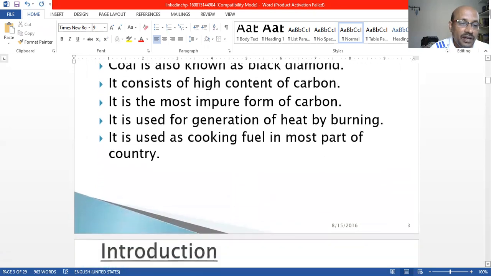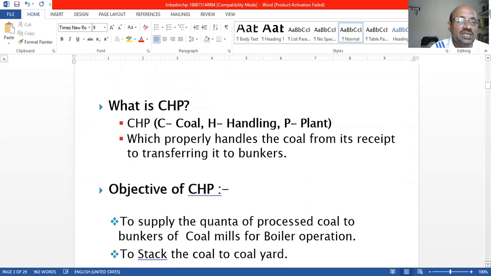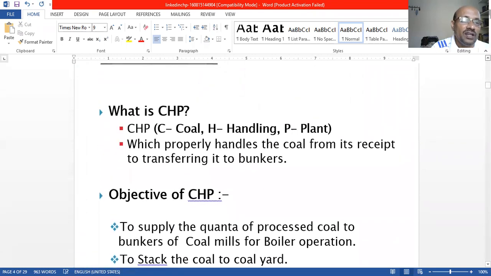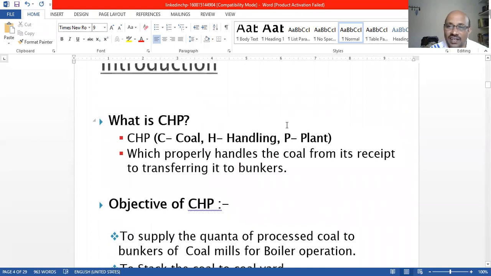See, my dear friends, now what is CHP? We'll see what CHP is. C means coal, H means handling, P means plant. So coal handling plant, coal handling equipment. A plant means a group of machinery. All this group of machinery we are going to cover now. That's why we say this is a plant.